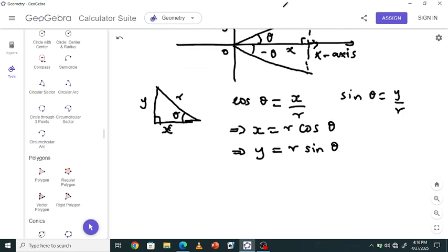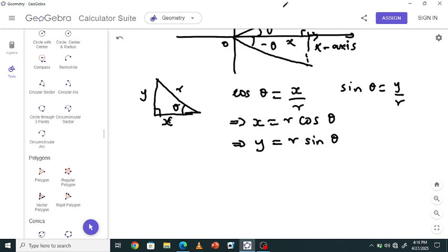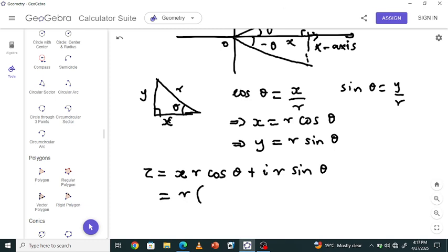R sin theta. And now if you want to write our complex number in the form of r, we will have x, so we will have r cos theta plus I r sin theta. That means we have r into cos theta plus I sin theta.